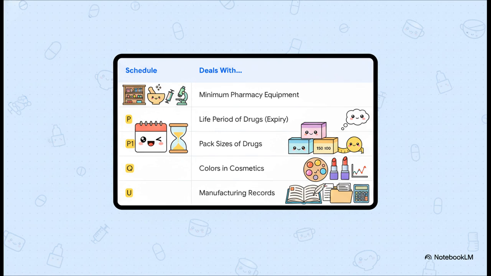Schedule N is so practical. It lists the minimum equipment a pharmacy must have. Schedules P and P1 are critical. They control the shelf life or expiry date and the standard pack sizes of drugs. Then you have Q, which regulates colors used in cosmetics, and U, which forces manufacturers to keep meticulous records, which is a lifesaver during a drug recall.